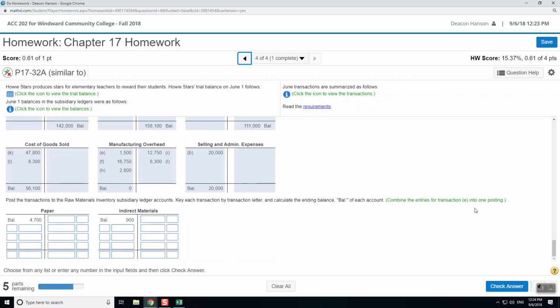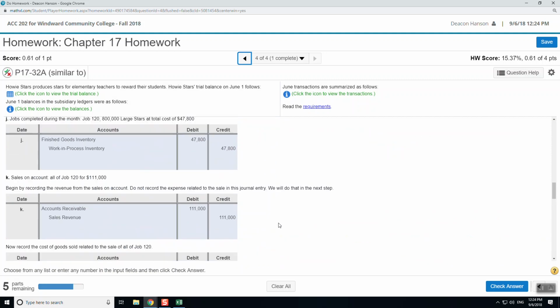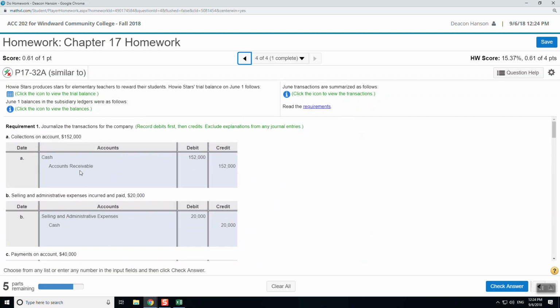Now they want us to get into the detail. Is this where you got stuck? Okay. So let's read this carefully. Post the transactions to raw materials inventory subsidiary ledgers. Key each transaction by transaction letter and calculate the ending balance of each account. So we probably got to go back and look at our journal entries because, well, good, they give us the beginning balance, but that first purchase, let's check.